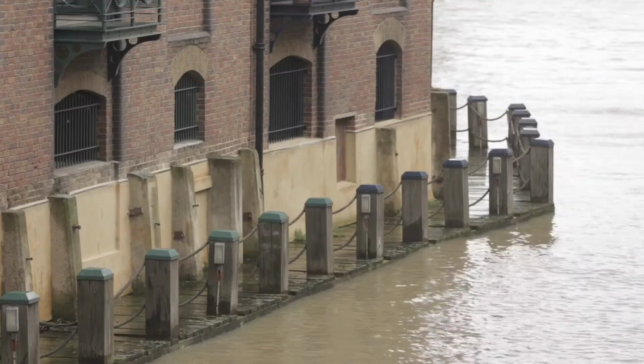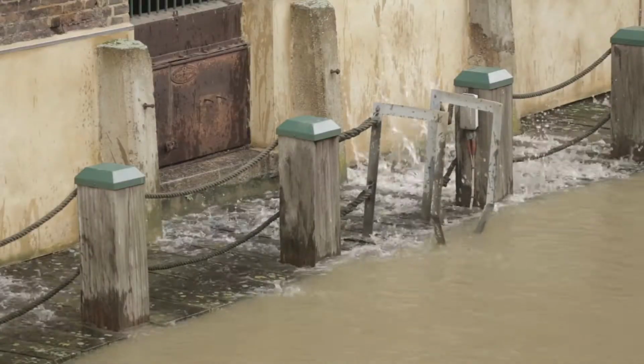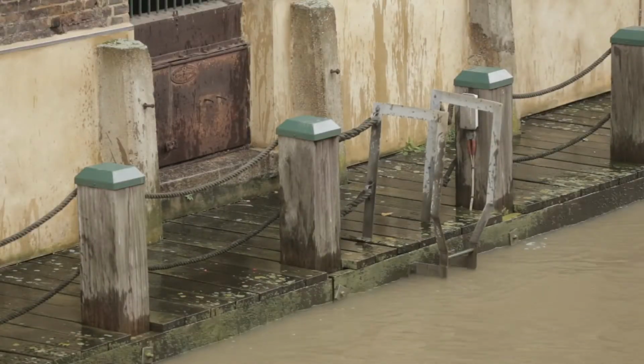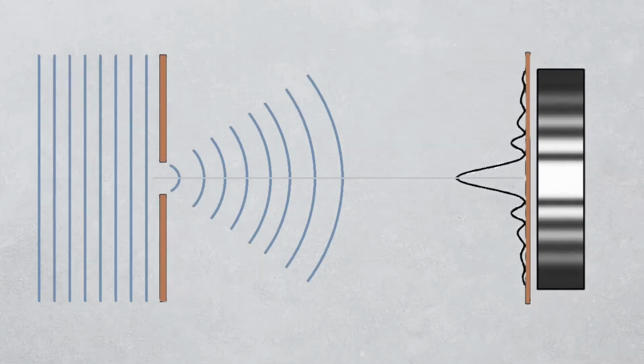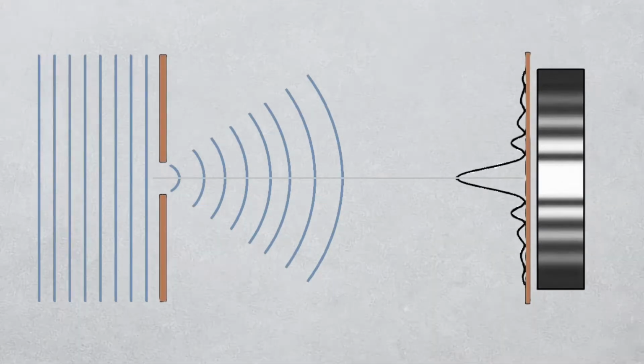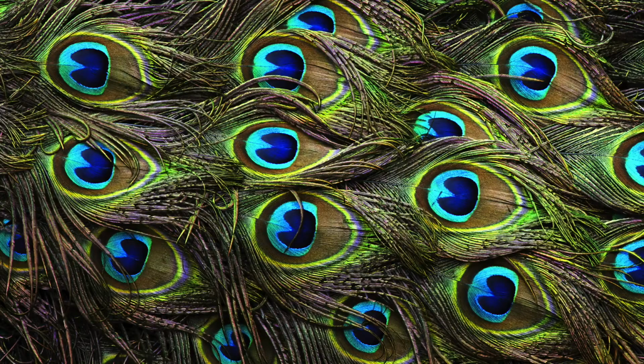The confusion sets in when light is passed through a gap in a barrier. Much like the water you see behind me, it will diffract. This is a property of waves, and it's exaggerated when the gap in the barrier is similar in size to the wavelength of the light. Light will also undergo interference, and this can be observed most clearly on a screen or even on a peacock feather, where the waves interact with one another.